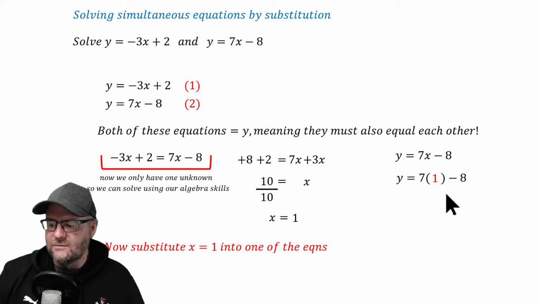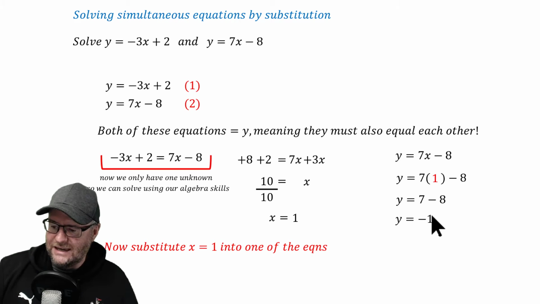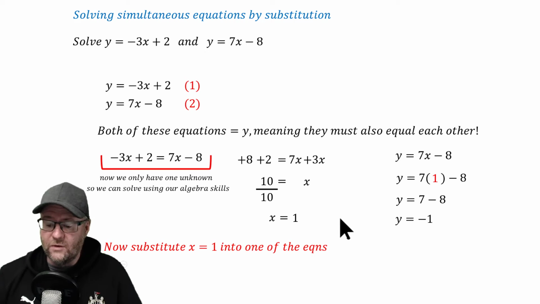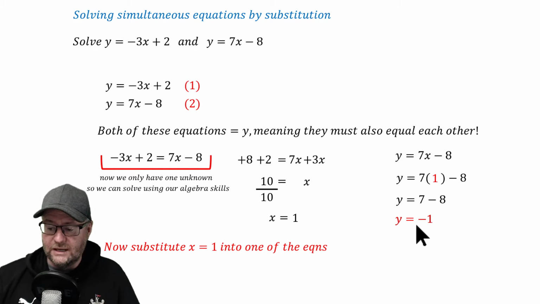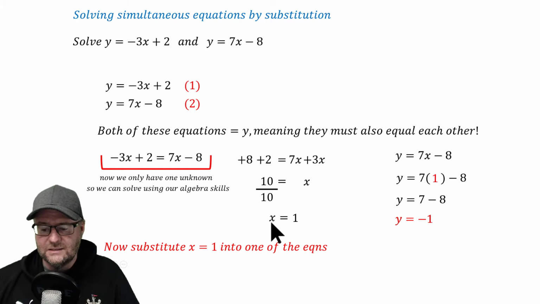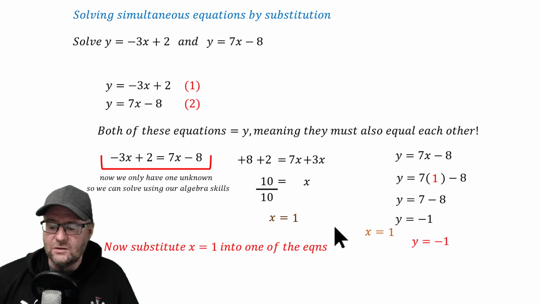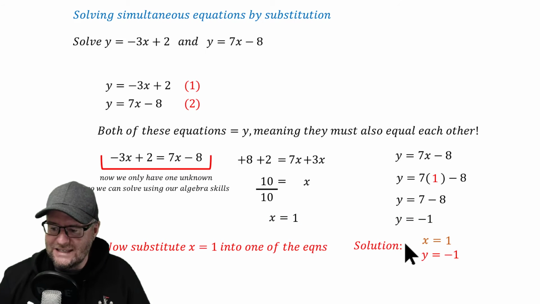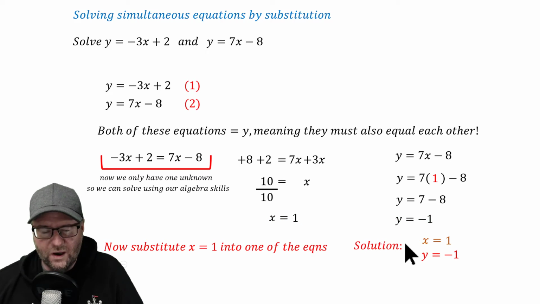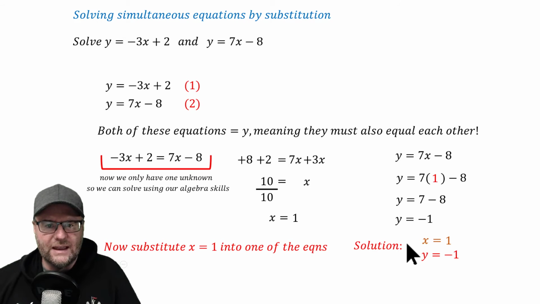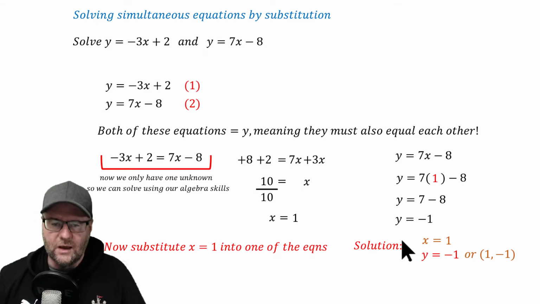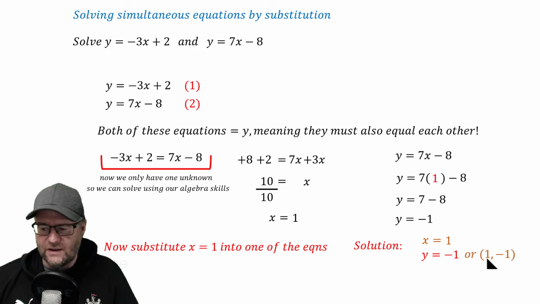y equals 7 minus 8, which is a negative 1. We're done. We've got a value for y equals negative 1. We've got a value for x, which equals 1. And they are my solutions. The solution in this case is x equals 1, y equals negative 1. And if I was to write that in coordinates form, it would look like that, because remember, we always have the x value first, then the y value.